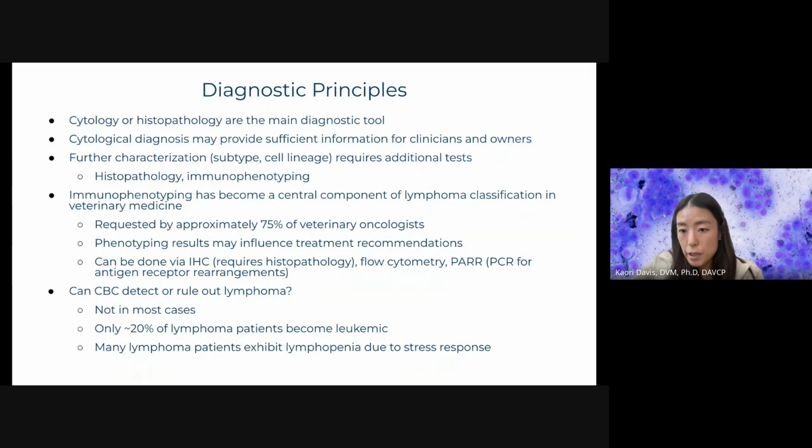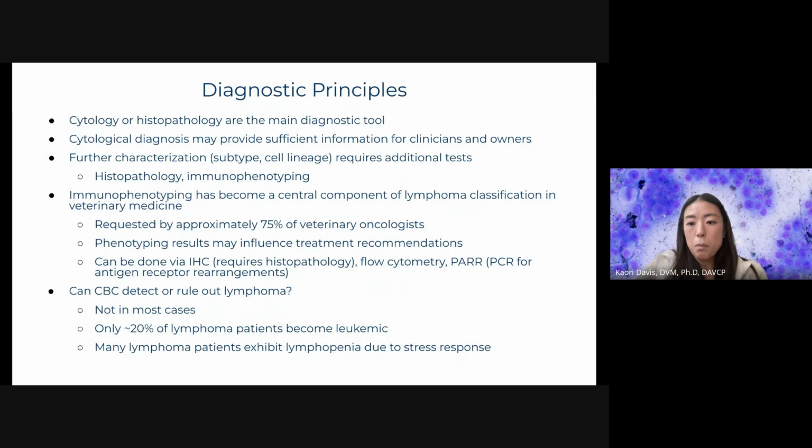Immunophenotyping has become really popular and commonly used in veterinary medicine, and it is actually requested by about 75% of oncologists. Phenotyping is really useful, and it can lead to different treatment recommendations and also different prognostic indications.